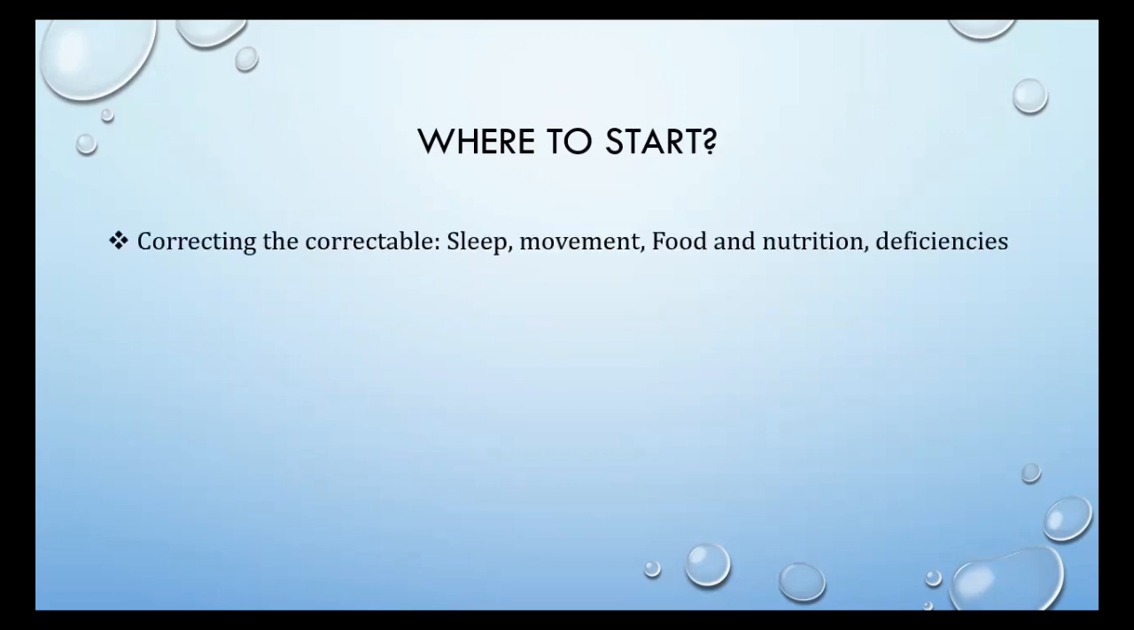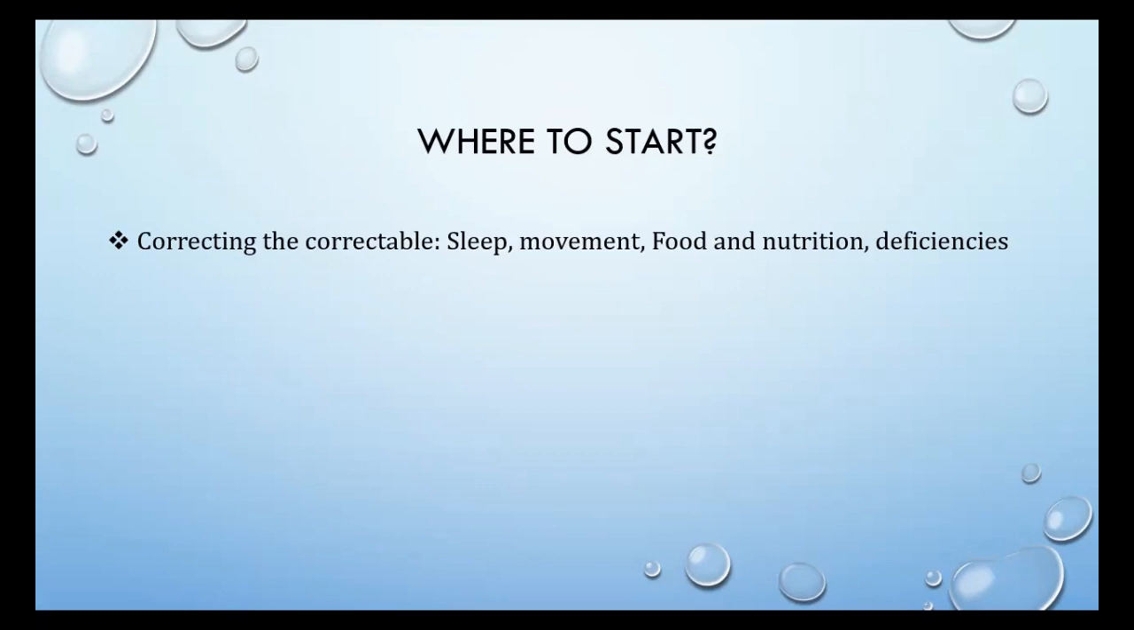The first step is to correct the correctable. Correct the sleep. Sleep is a huge factor which leads to healing of the body. So make sure you're getting 6 to 8 hours of sleep at night according to the circadian rhythm of your body. If that is not possible, then fix the circadian rhythm of your body and then make sure you're getting good quality and quantity of sleep.